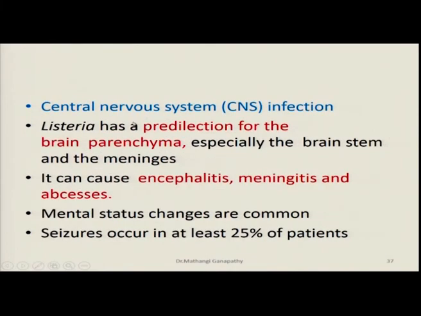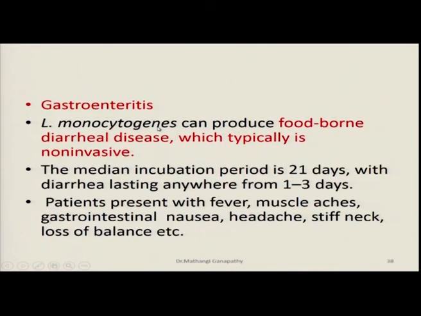The third type of infection which is prevalent with listeria is central nervous system, or CNS, infection. Listeria has a liking, an affinity, for the brain parenchyma cells, especially the cells in the brain stem and in the meninges. And once it infects there, it causes encephalitis, meningitis and abscesses. When the brain cells are affected, mental status changes are very common, and neuronal activity gets affected. So seizures become very common when the central nervous system is attacked and infected by listeria.